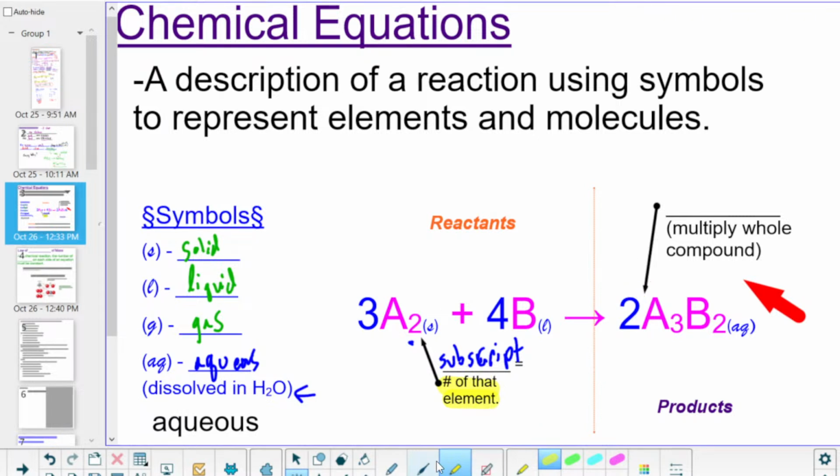And this big one in front, it's actually similar to math when you put something big in front of it. What's that called? When you multiply the whole compound. Coefficient.